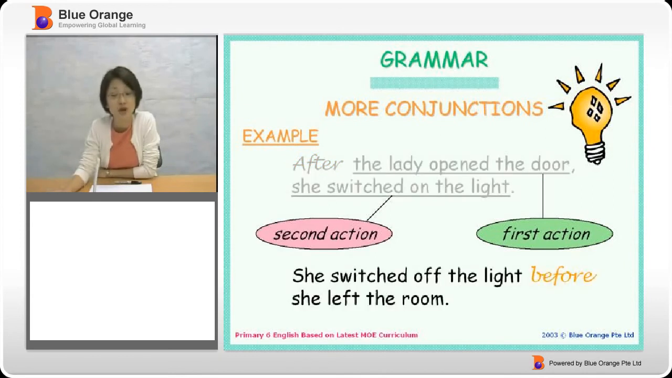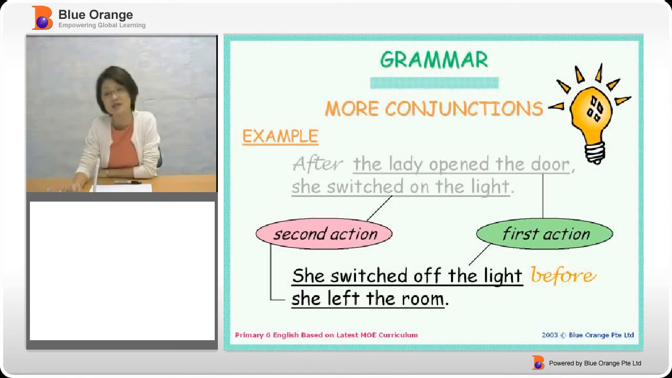In the case of before, she switched off the lights before she left the room. Which did she do first? Switch off the lights or leave the room? Well, the first action would be that she switched off the lights, and the second action, she left the room. This is quite easy, the before and after.